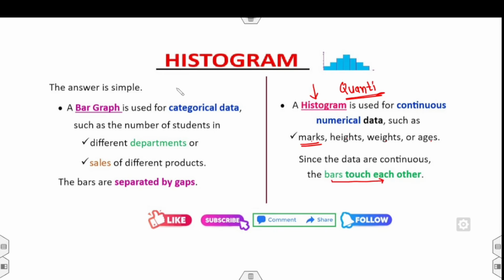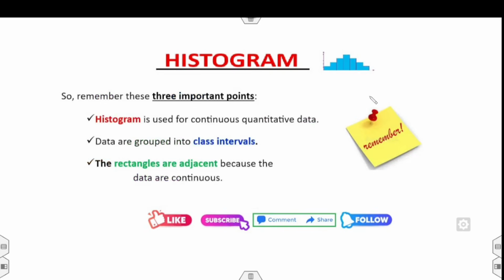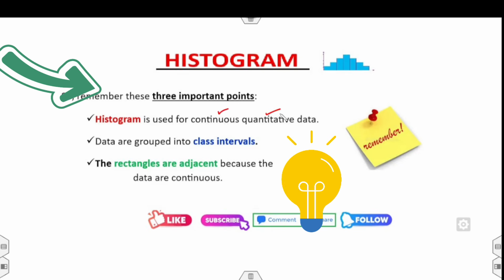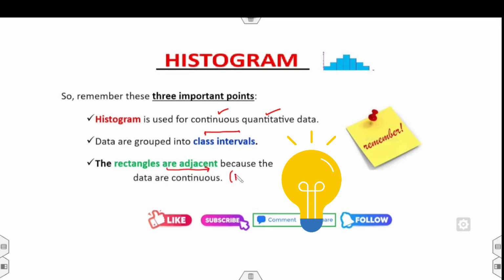We use the bar graph only for qualitative information, while the histogram is used for quantitative information. Remember always, the histogram is used for continuous quantitative information. Data are grouped into class intervals, and whenever we draw the rectangles, they are always adjacent to each other with no gap between the rectangles. Fine, always remember these 3 points.